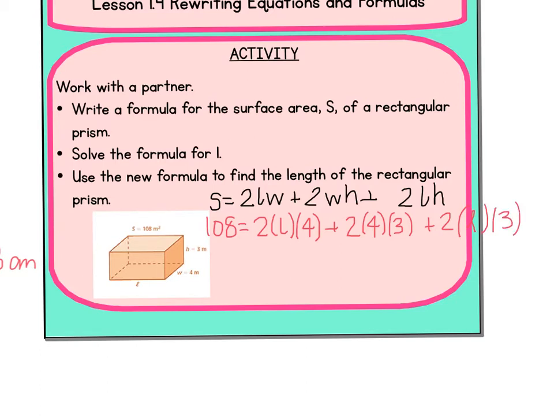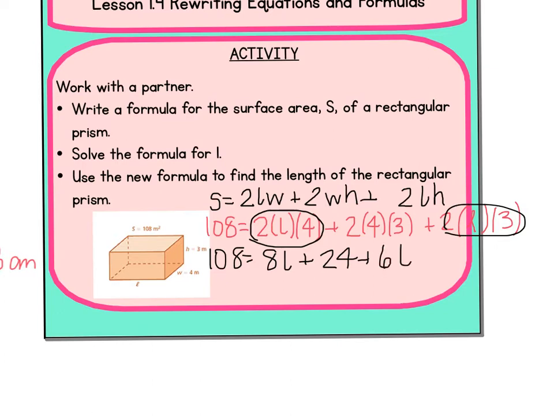Now I'm going to go ahead and reduce what I can. Since right here 2 times L times 4 is being combined together, I can write that as an 8L, because 2 times 4 gives me 8, and I still have that L, plus 2 times 4 times 3 would be 8 times 3, which is 24, plus 2 times L times 3 over here. I can combine the 2 times the 3 to get 6L. So now I can combine my like terms. I get 108 equals 14L plus 24.